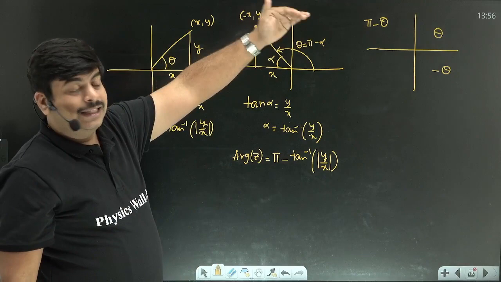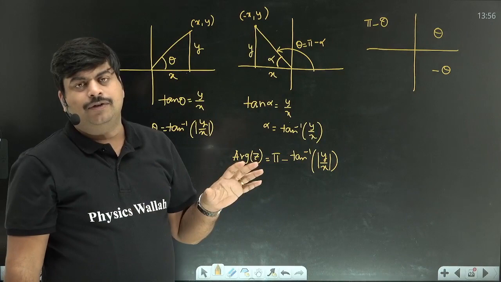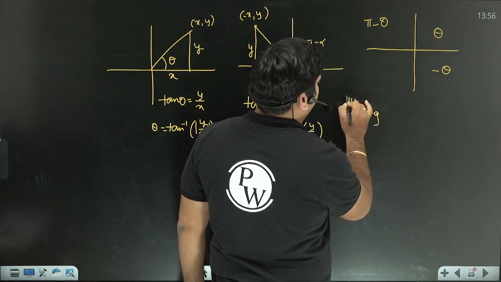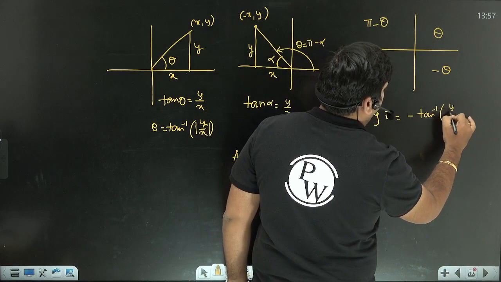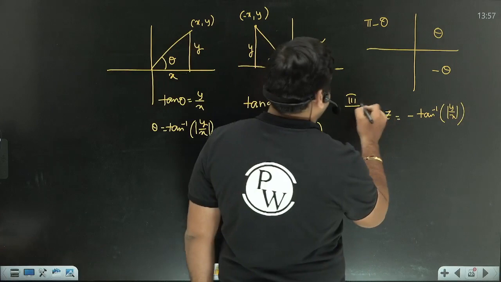In the fourth quadrant, the corresponding angle will be minus theta. The same tan inverse y by x you will do, but with minus. So the argument of z in the fourth quadrant is minus of tan inverse of mod y by x. That is how we write that. Sorry, this is the fourth quadrant, it's not third. I'm talking about the fourth quadrant.